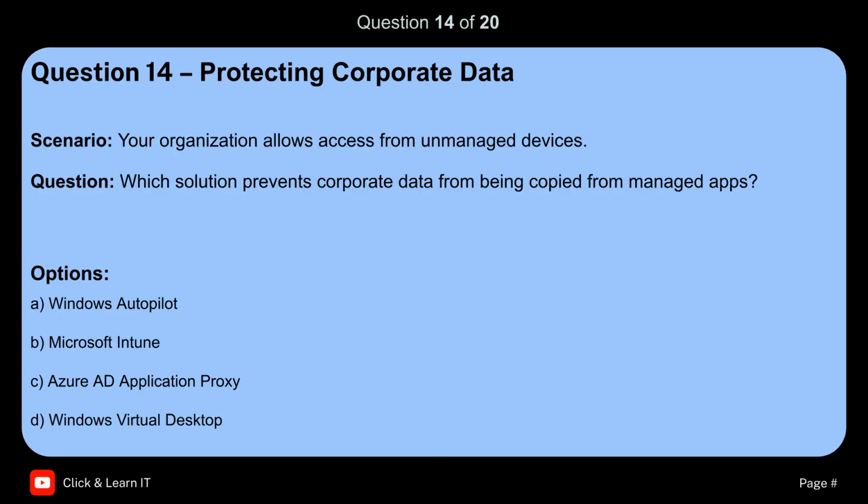Question 14. Your organization allows access from unmanaged devices. Which solution prevents corporate data from being copied from managed apps? Options include Windows Autopilot, Microsoft Intune, Azure AD Application Proxy, or Windows Virtual Desktop.